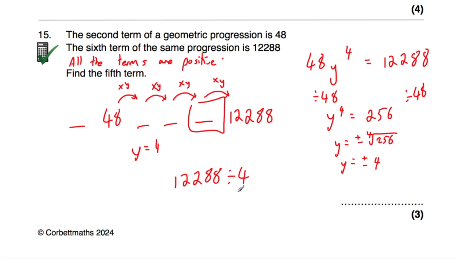12,288 divided by 4 is equal to 3,072. So that means the fifth term is 3,072, and that's it. Okay, let's look at our next question, question number 16.